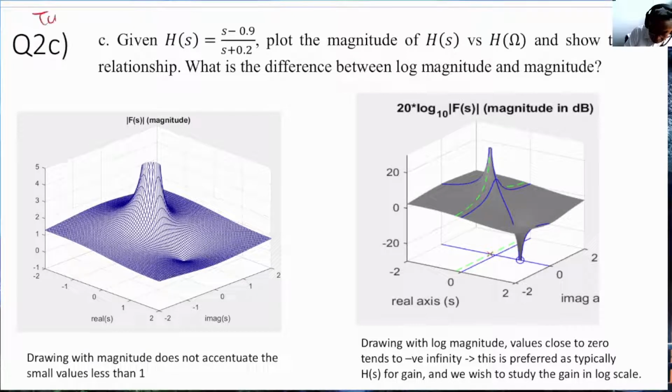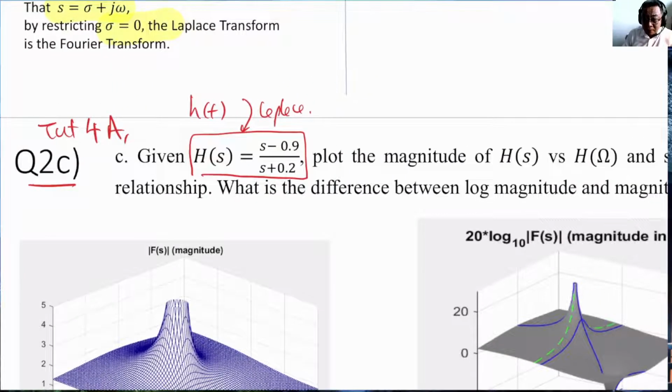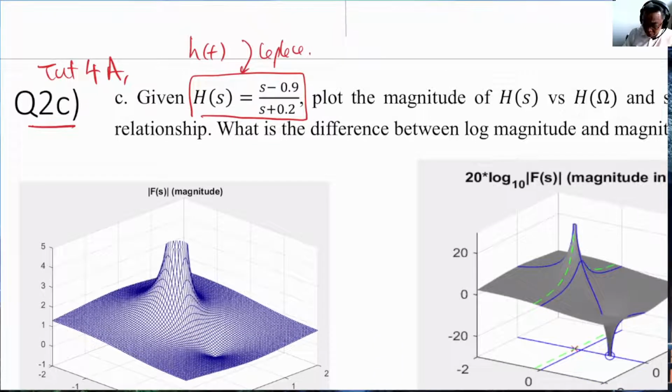This is tutorial 4A Laplace transform question Q2c. We are given a transformed signal h of t, which has been transformed by Laplace to h of s, and it is a rational function. And now we are interested in looking at what h of s looks like. Look as in we want to visualize h of s.